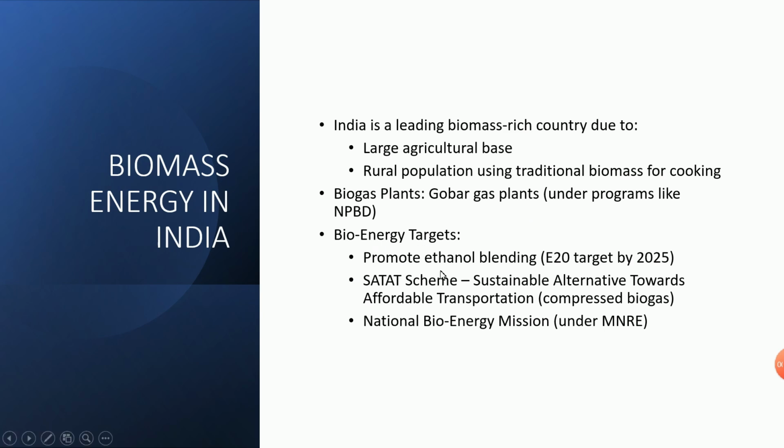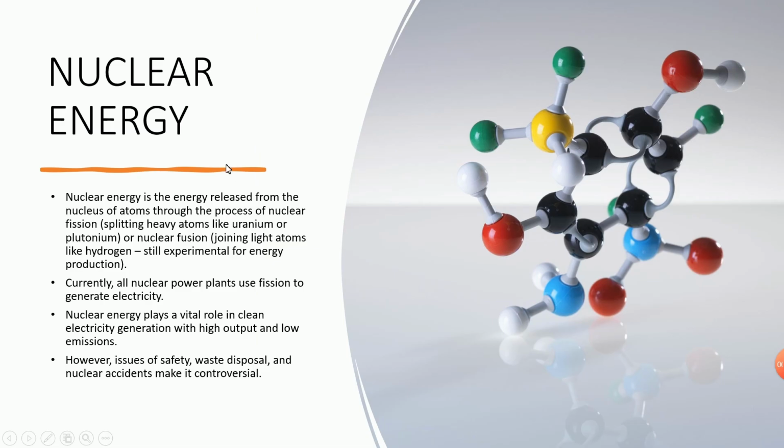So bio energy targets. To promote ethanol blending, the E20 target by 2025. So these are the different schemes which they have implemented or proposed to achieve this particular biomass target. So nuclear energy.